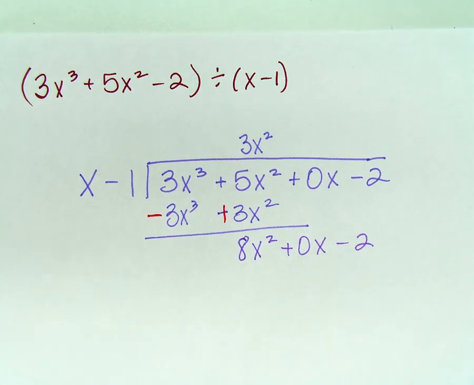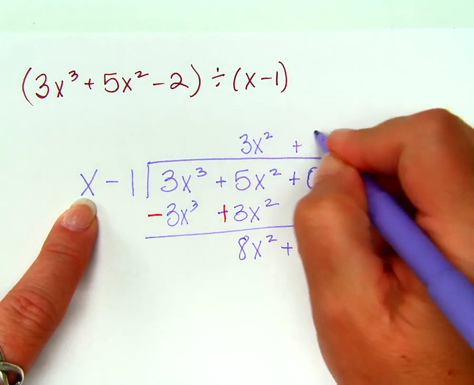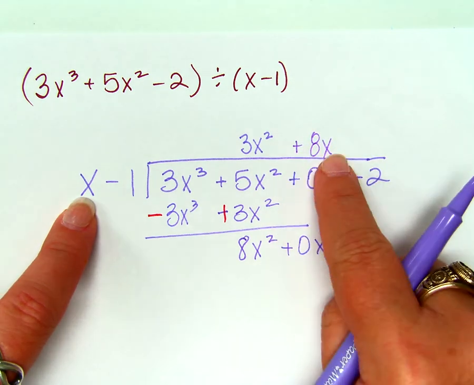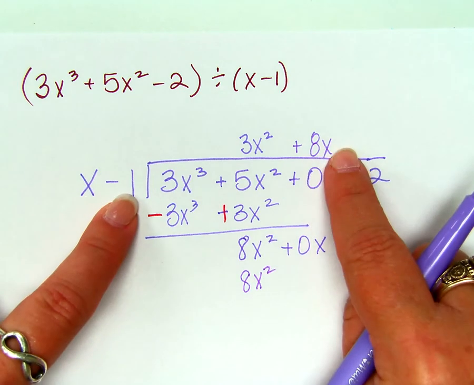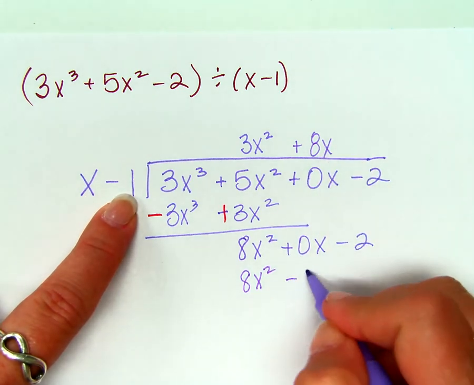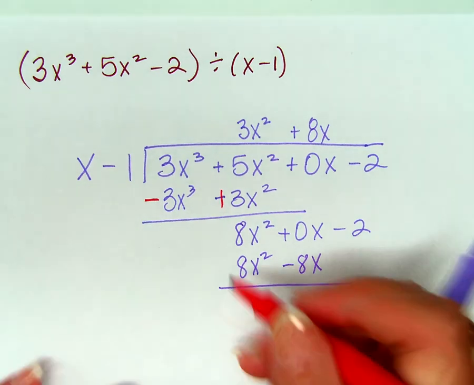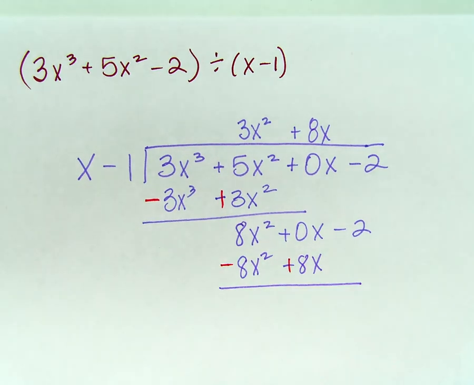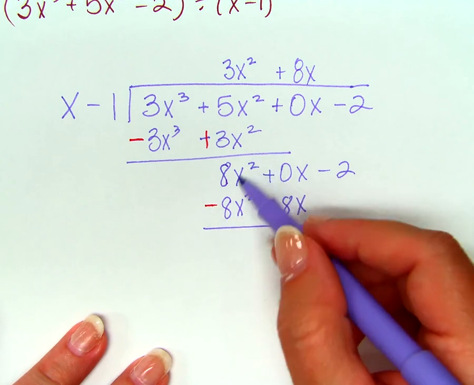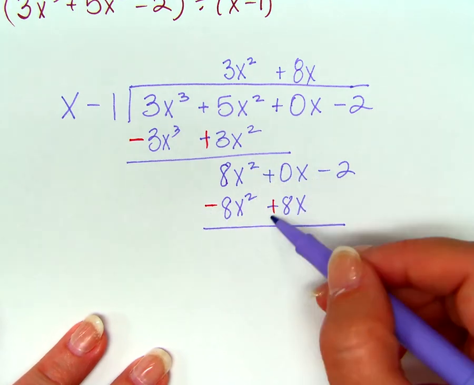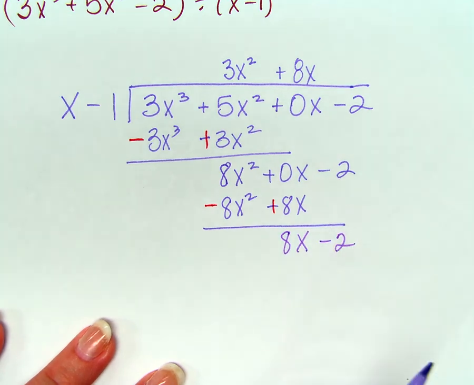Start all over again. 8x squared divided by x. 8x. 8x times x, 8x squared. 8x times negative 1, negative 8x. Subtract or add the opposite. 8x squared minus 8x squared, 0. 0x and 8x, and then minus 2.